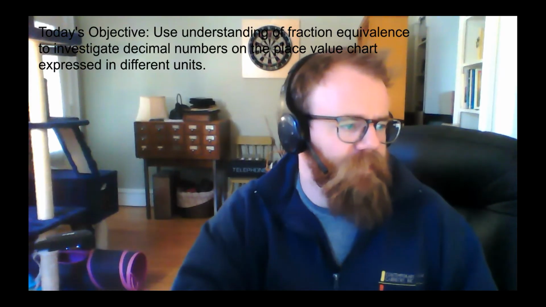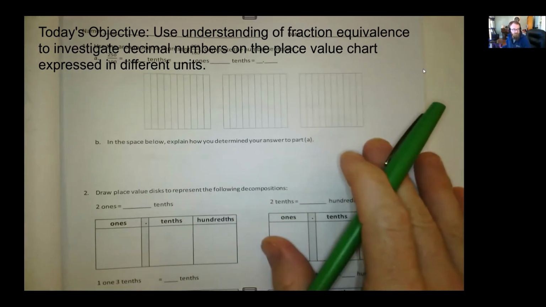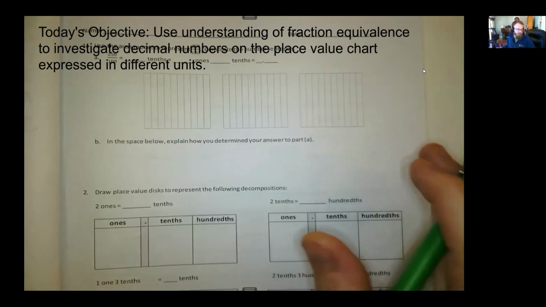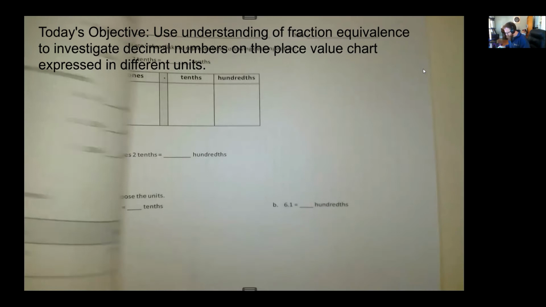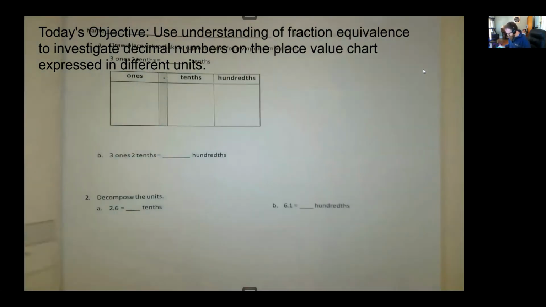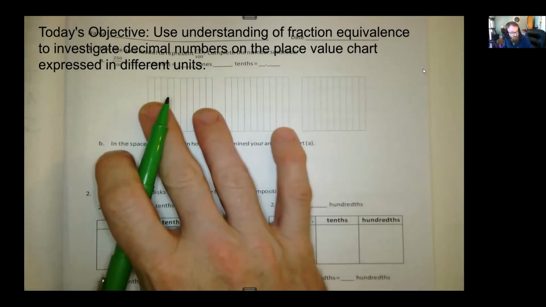Okay, let's take a look at the problem set on page 59 in your Blue Learn books. Again, we want to focus on representing fractions using decimal numbers and on the place value charts, and we want to be able to do it with different units. Number 1 starts us off, and this is similar to what you're going to see on your exit ticket today, especially when we get down to the place value charts.